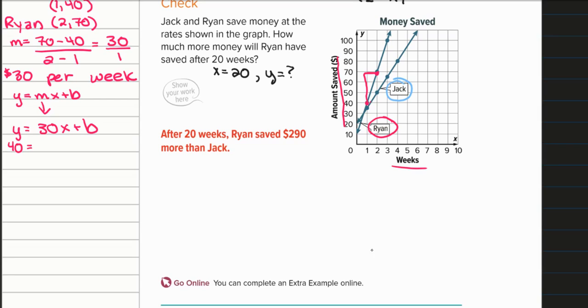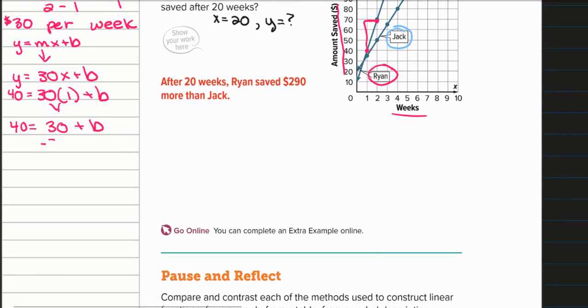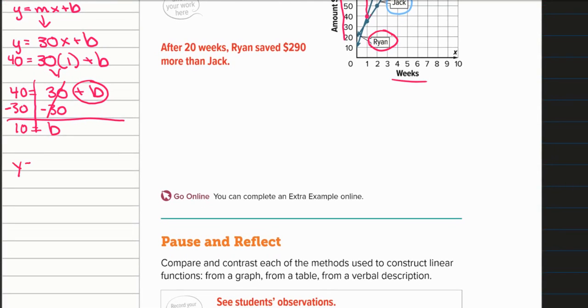Let's pick the first one. So we're going to have 40 for y. We're going to have 30 times 1 plus b, because I'm going to use the smallest numbers possible, because why would we want to use big numbers? So we get 30 times 1, which is 30. Rewrite everything else. Subtract 30 because we have a positive 30. Don't forget, because we are trying to get 30 to the other side. We're trying to get b by itself. These cancel. We get 10 equals b. So now our equation is going to be y equals 30x plus 10. So here's Ryan. Whew. All right, we got to find Jack.